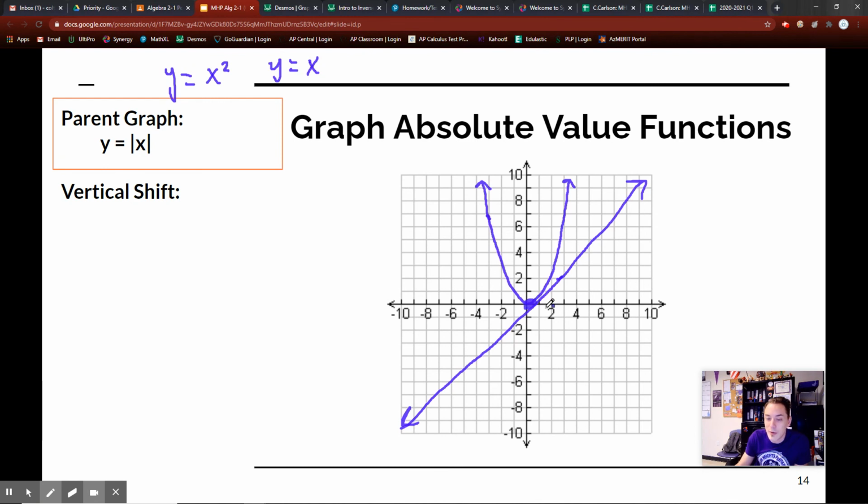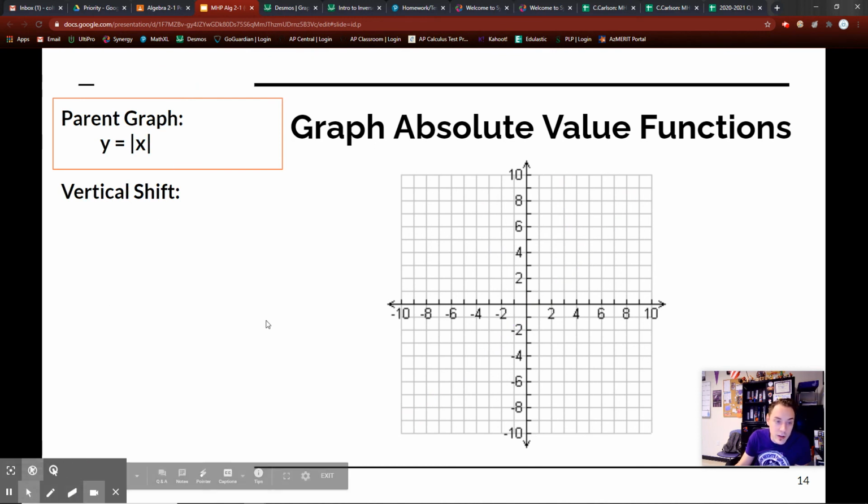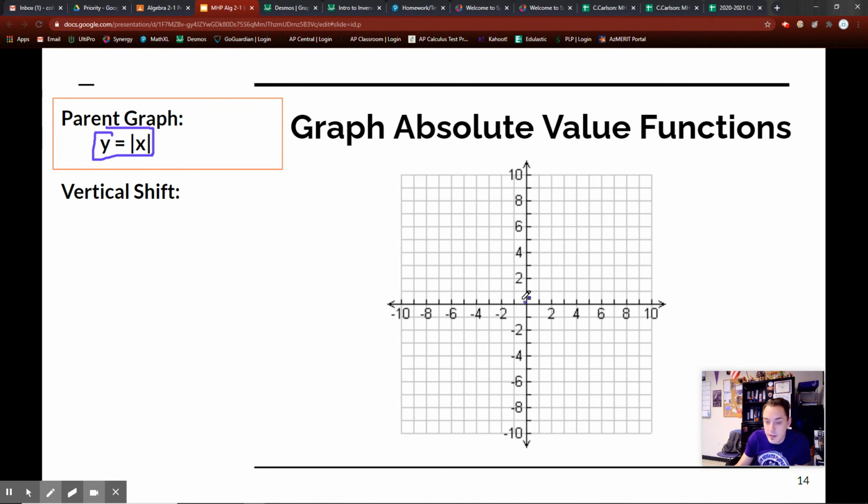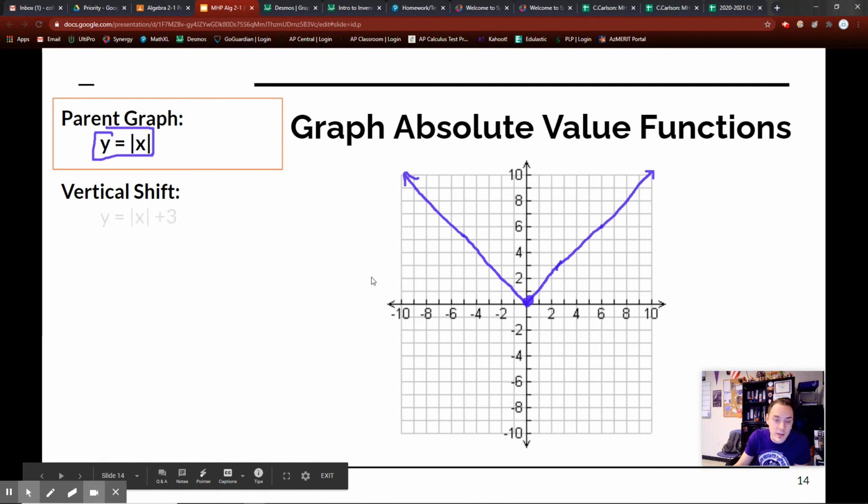Technically it goes through that point, the origin. Now, if I have something like this, y equals absolute value of x, I'm going to box this so it keeps that color. It looks something like this. The difference is it looks like a V, and it still hits the origin. That's my parent graph. This is where all the other absolute value graphs come from.